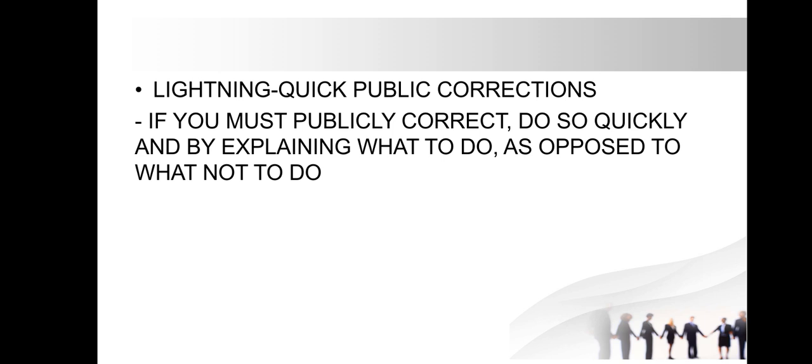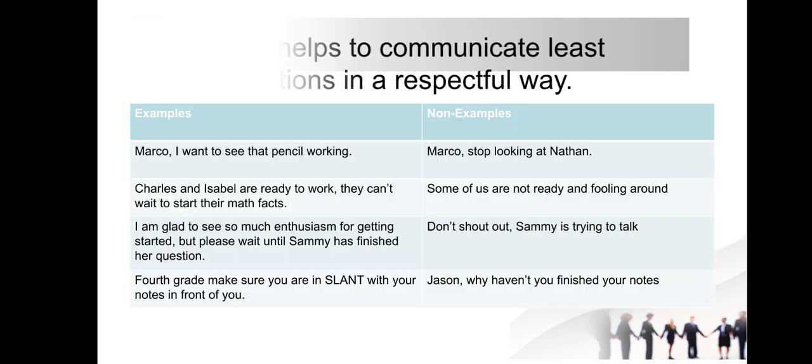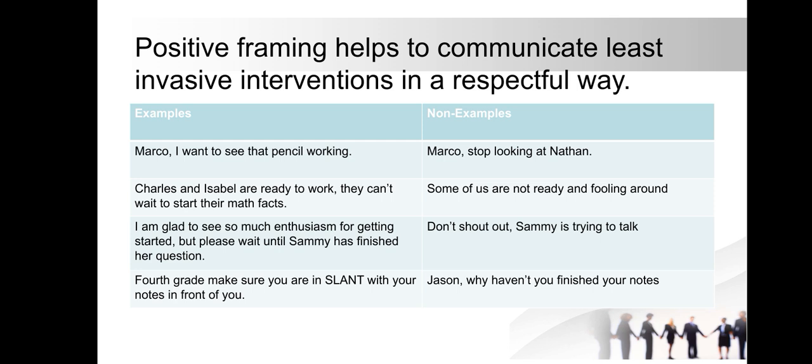So, this is supposed to be number 5. Okay. Lightning quick public correction. If you must publicly correct, do so quickly and by explaining what to do as opposed to what not to do. For example, to positively frame, try: Joaquin, I need to see your eyes looking sharp at Jose. Thank you, Paula. Positive framing helps to communicate less invasive interventions in a respectful way.